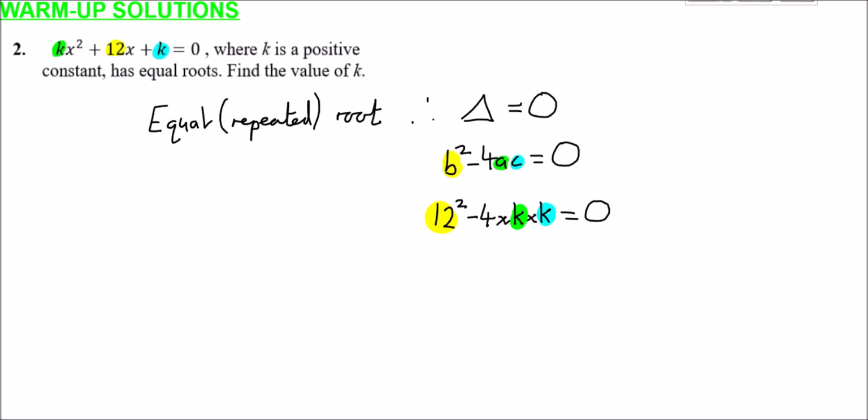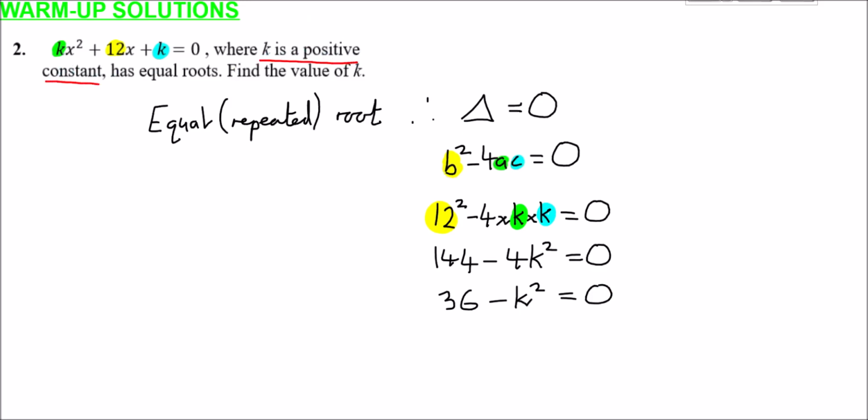So this can be neatened up. So 12 squared is 144, minus 4 times 4 times 4, that's minus 4k squared. We can divide through by 4, so we get 36 minus k squared equals 0. Now, importantly here, it does say k is a positive constant.